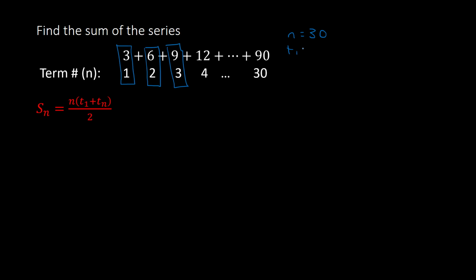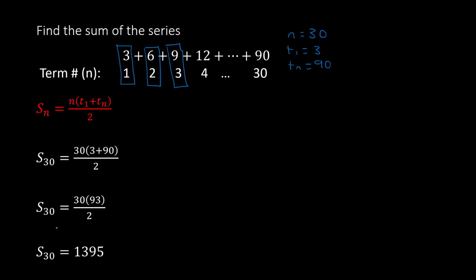T1 is term 1, which is going to be 3. And then Tn is the last term. So the last term is 90. So we plug everything in. So we have S sub 30, so the sum of the first 30 terms, equals 30 times (3 plus 90) over 2. Then we solve this. We have 3 plus 90 is 93. So 30 times 93 over 2 would give you 1,395.